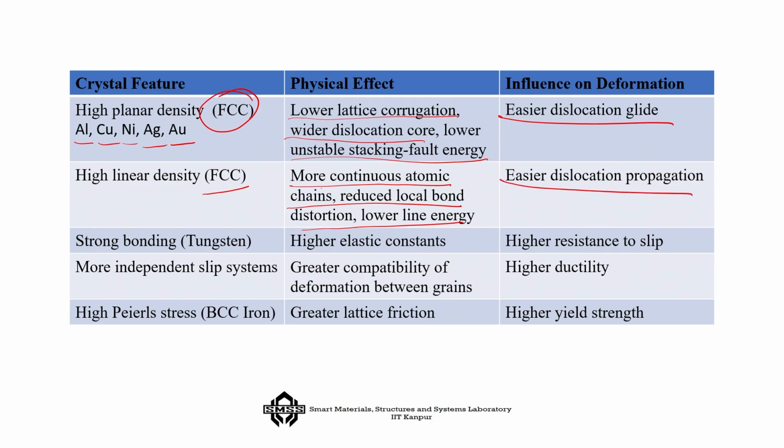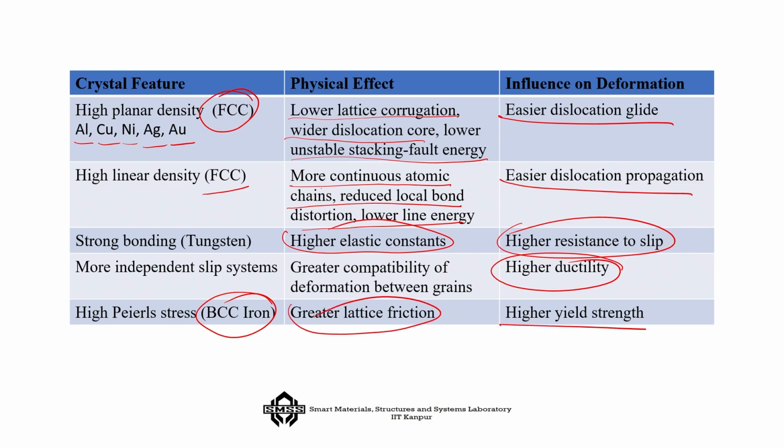High linear density, most continuous, again for the FCC, more continuous atomic chain, reduced local bond distortion, lower line energy, easier dislocation propagation. Another interesting point is, if there is a strong bonding like tungsten, then you get higher elastic constants and higher resistance to slip. Okay? But this is a case that I will discuss during dislocation. If you get more independent slip systems, then generally you get a higher ductility. That is what happens for all this FCC. Now, if you have a BCC iron, you get something which is called Peierls stress with respect to this, and there will be greater lattice friction and higher yield strength. So, they are not easily deformable.